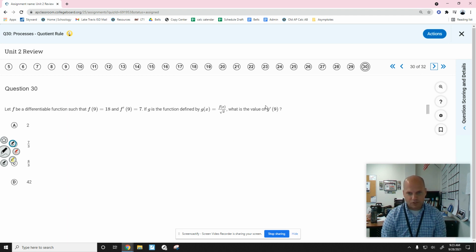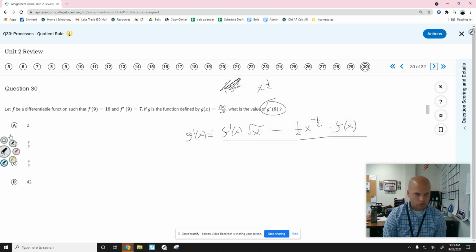Another table problem. G prime of 9, F over root x, so quotient rule. Derivative of the top times the bottom minus the derivative of the bottom. How do you take the derivative of the square root of x? It's x to the 1/2. You don't have to write it like that. X to the 1/2. So it's 1/2 x to the -1/2. That's the derivative of the bottom times the top, all over the bottom squared. Root x squared is just x.